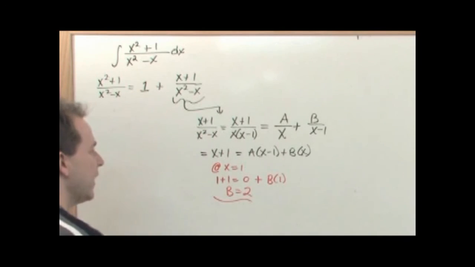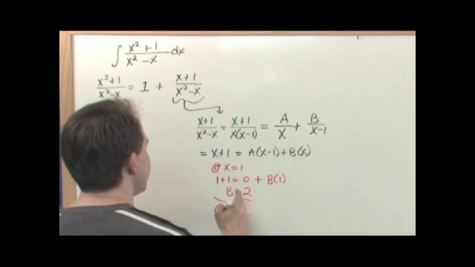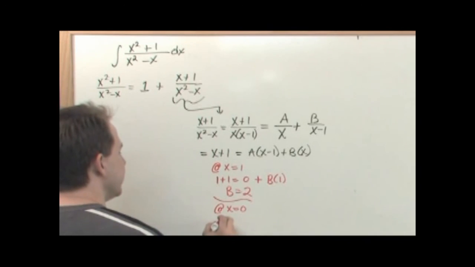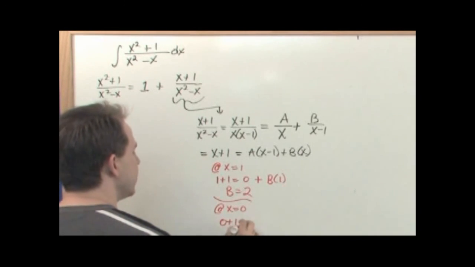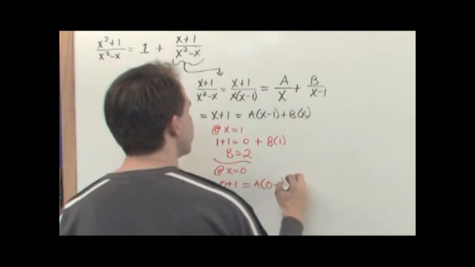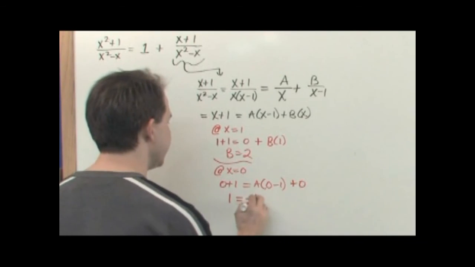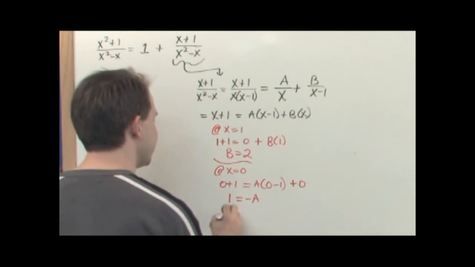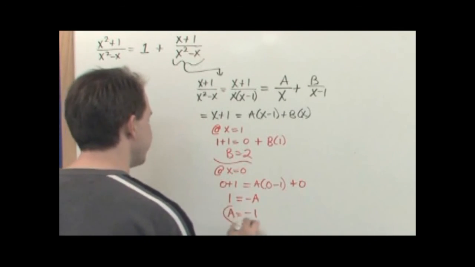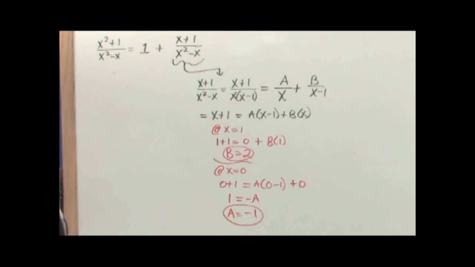And what else can I choose? I can choose x is equal to 0. That'll make this drop out. At x is equal to 0, I'm going to have 0 plus 1 on the left is equal to a times 0 minus 1 here, plus 0. So I'm going to have 1 is equal to negative a right here. So I'm going to have a is equal to negative 1. So I found a is equal to negative 1, and b is equal to 2. Okay? So what I'm going to do next is I'm going to go ahead and do those integrations.